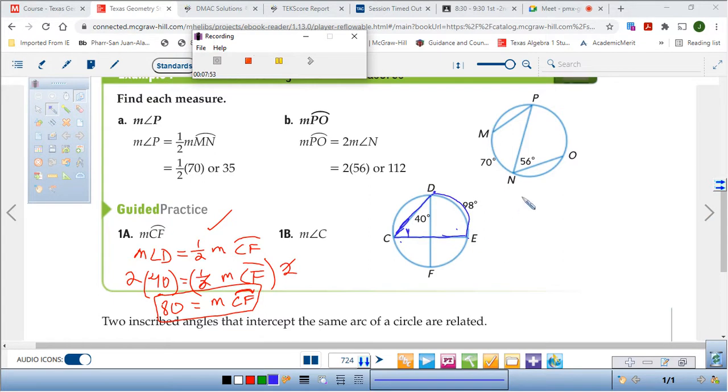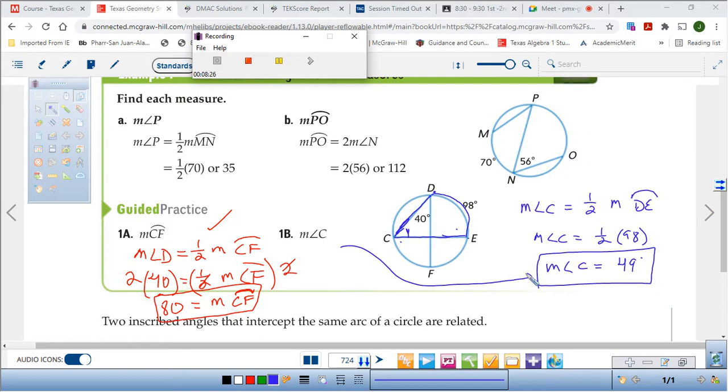So make sure you understand that one is the same thing right here. We can go with the measure of angle C is equal to 1/2 of the measure of arc DE. So we know 98 right here. So the measure of angle C is equal to 1/2 of 98. So the measure of angle C is equal to 49. Too easy, guys.